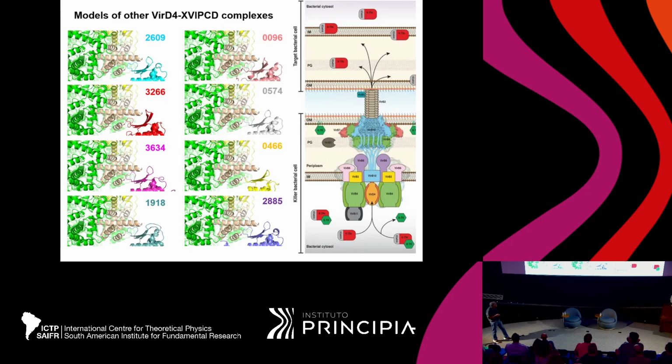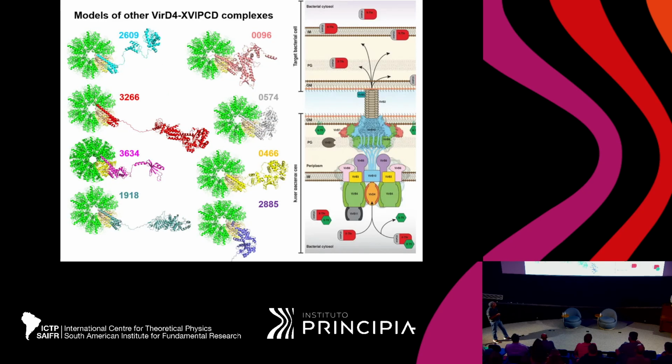Because they're homology models, they're all positioned in the same way with the all alpha domain here. One interesting observation is that when we look at all of these XVIPCD domains associated with the all alpha domain, they have an extended C-terminal helix whose C-terminus points to the central channel, the opening of the central channel at the bottom of this hexamer here.